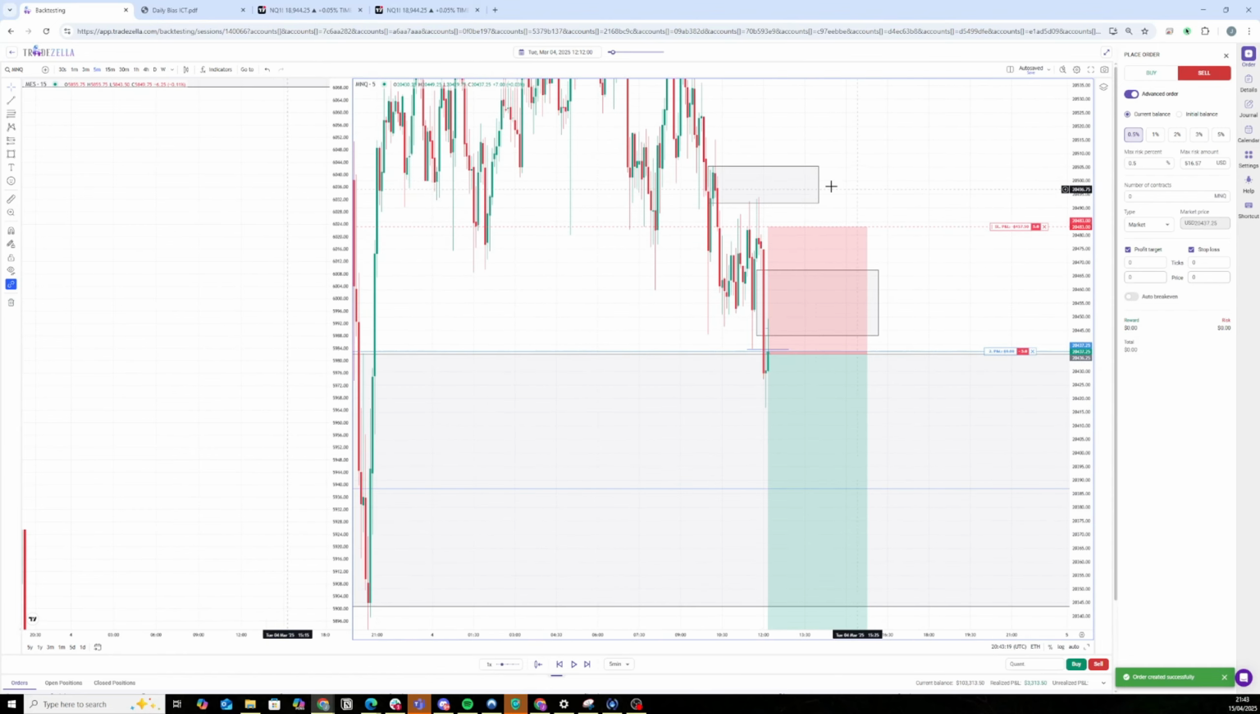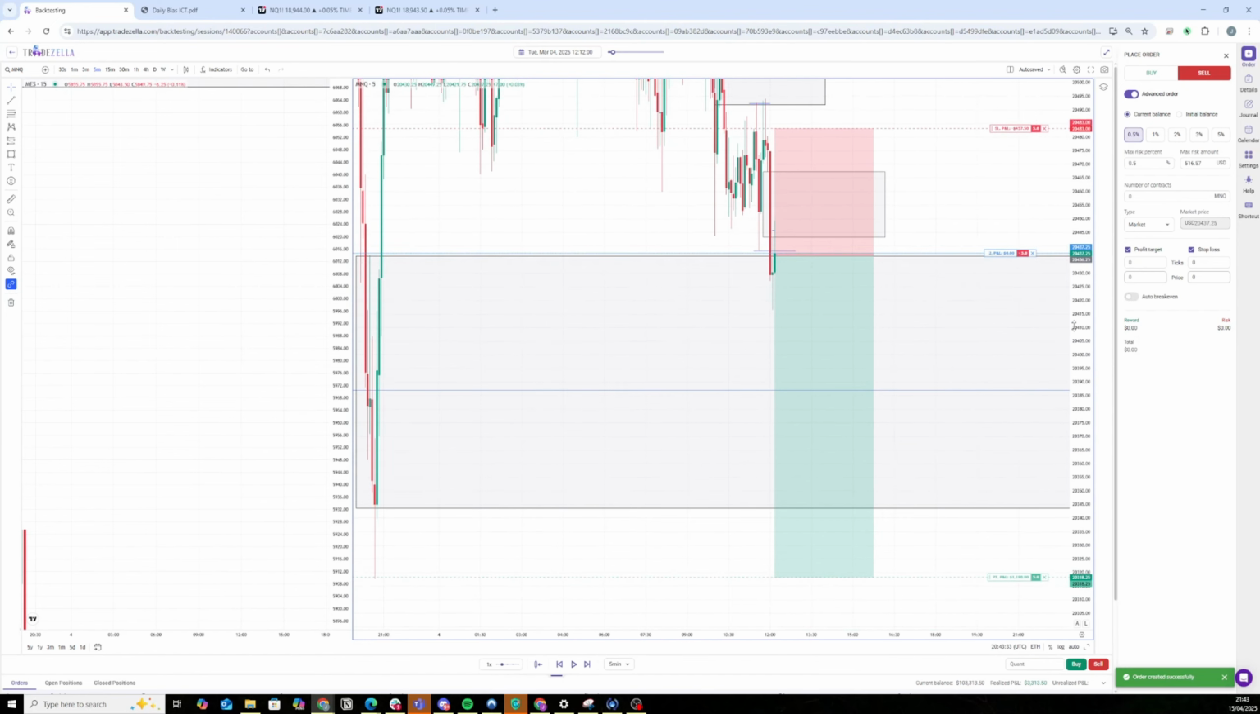We took out some liquidity here, just on the 5-minute. So we took out that high. We tapped into this order block. We had an imbalance before that order block. We took out the previous liquidity. What makes a high probability order block? All these things. We have this strong displacement that left behind imbalance.